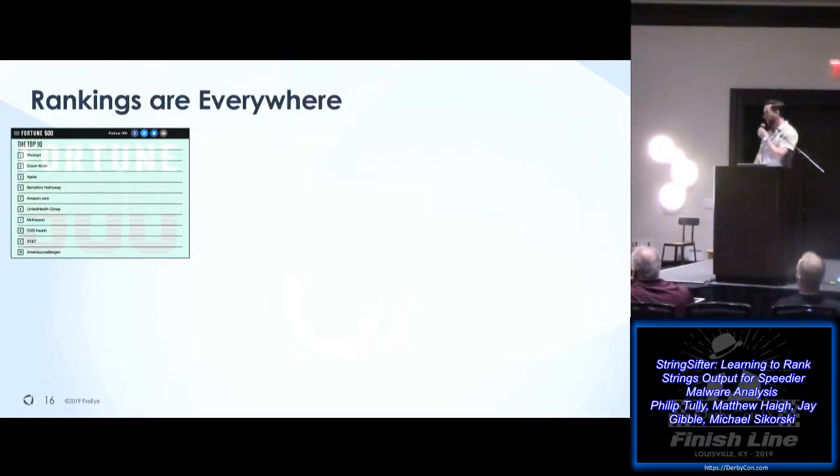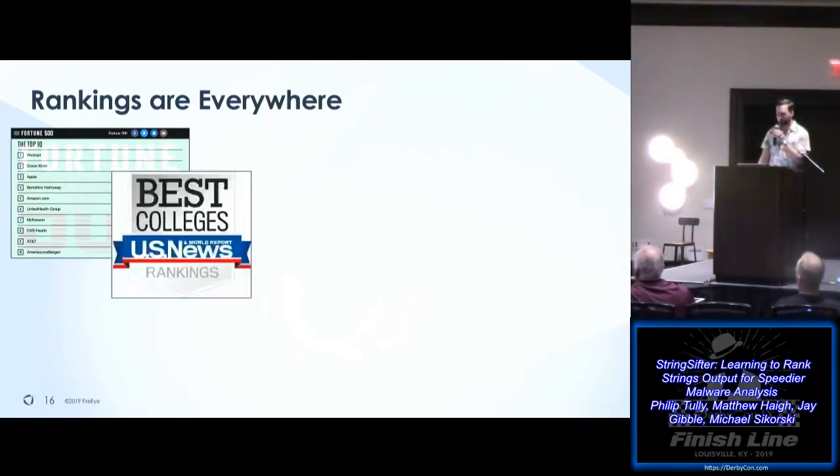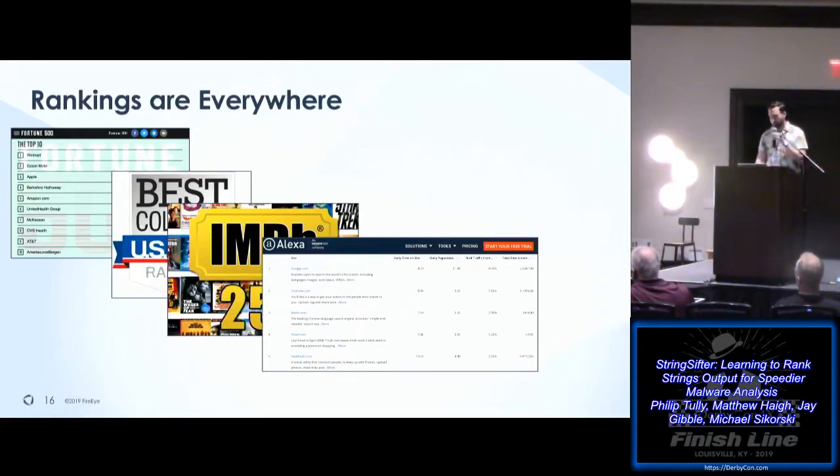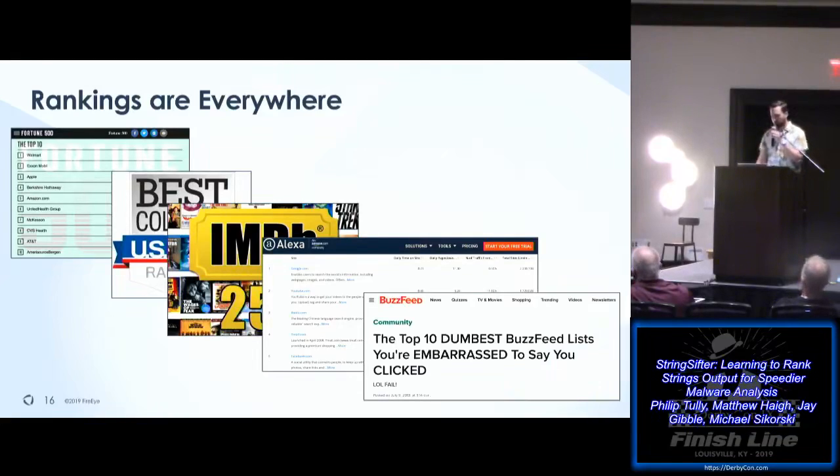When we want to pick what stock we want to invest in, we look at the Fortune 500. We want to choose which college we want to send our kids to. We look at the U.S. News best colleges rankings list. Decide what movie we want to watch. Alexa keeps track of how many of which domains are clicked most often on the web. We're all guilty of falling for this kind of clickbait.